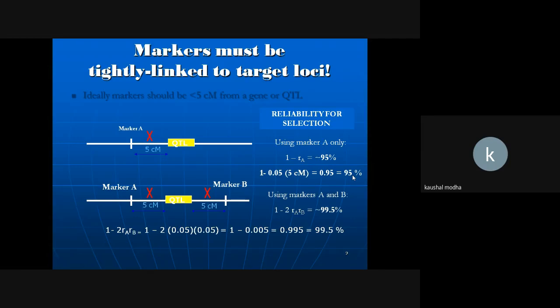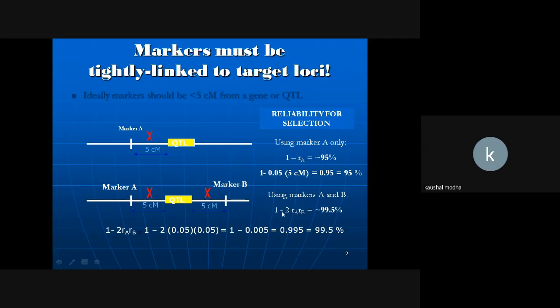In the other remaining 5%, there is no surety. That's the meaning of 95% confidence and 5% level of significance. If we utilize two flanking markers to our gene of interest, which are 5 centimorgan away from the gene, situated on both sides, that is the meaning of flanking marker.